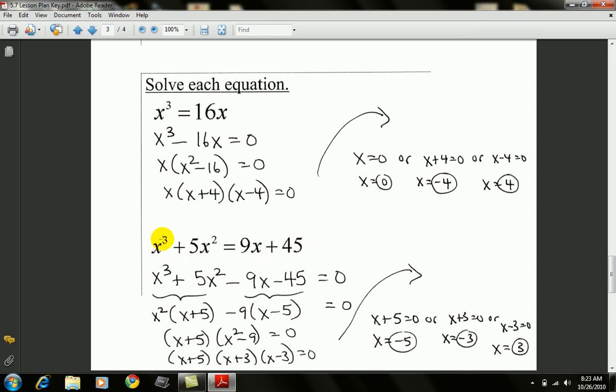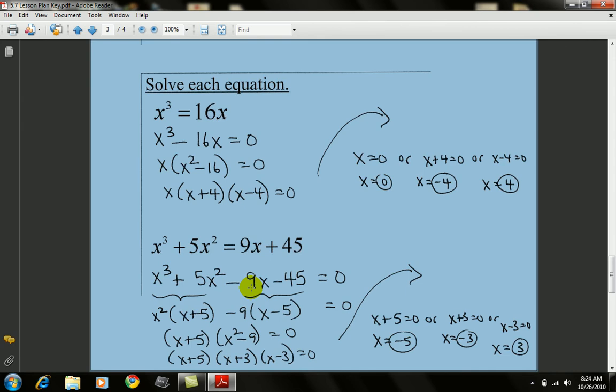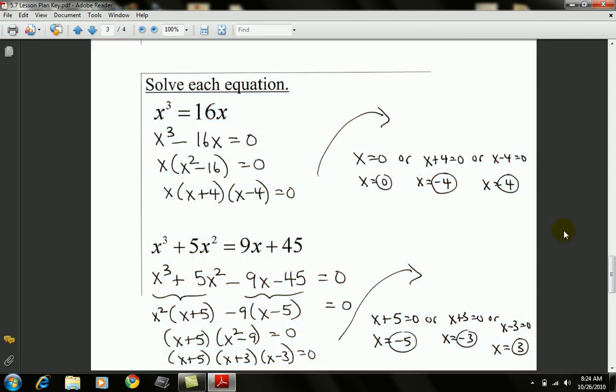This is a cubic, i.e. degree 3. We're going to put it in standard form, so we go in descending power order equals 0. The 9x and the 45, virtually, I know, move over. So we have a negative 9x and a negative 45. Whenever I have 4 terms, I'm going to factor by grouping.